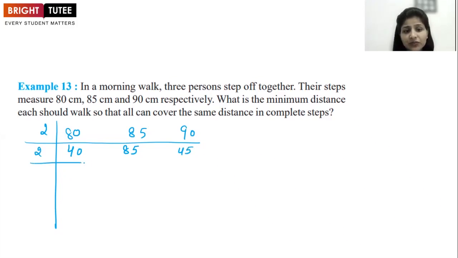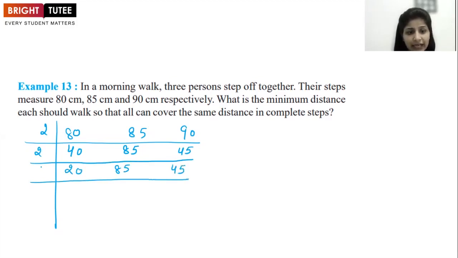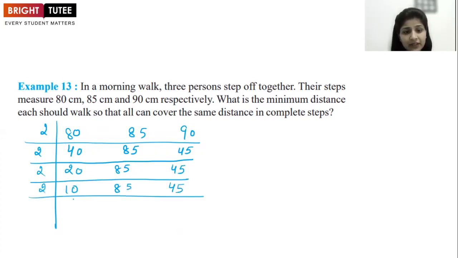Again with 2, because 40 can be divided by 2. So we will get 20, with 85 and 45 copied as it is. Again with 2, because I have 20. So dividing by 2, I'll get 10, with 85 and 45 copied exactly. Again with 2, 2 5s are 10, with 85 and 45 copied as it is.